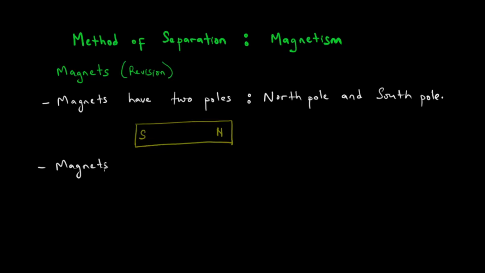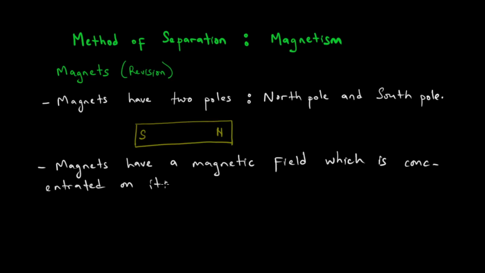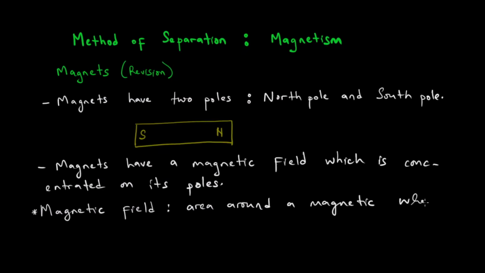But magnets having these two poles, the North and the South Pole, we should also know that magnets have what is called a magnetic field, which is concentrated on its poles. And when we talk about a magnetic field, tirikutaura the area around a magnet where the magnetic force is exerted. Saka pachi illustrator through my diagrams, you're going to see what we mean.